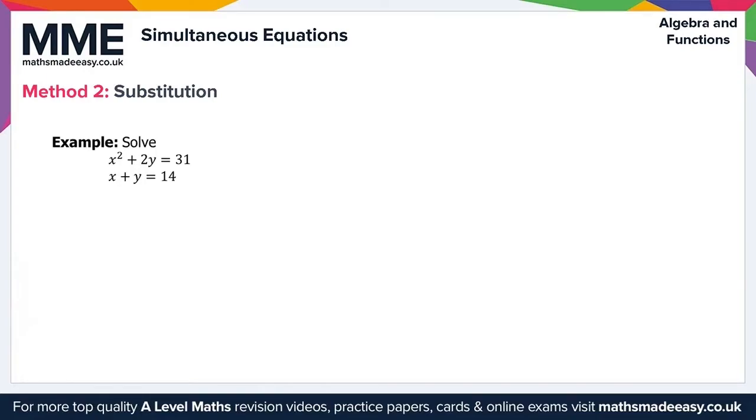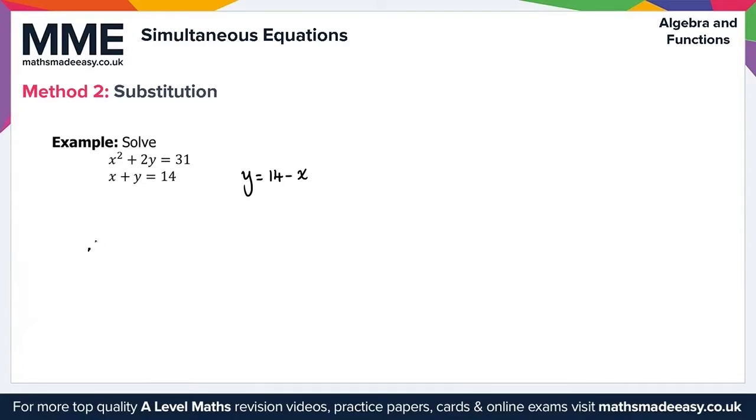And what we need to do here is rearrange our second equation for either x or y. And again, it doesn't matter which of these we rearrange for. However, we always want to make this as simple as possible. So in this case, I'm going to rearrange here for y. So y equals 14 minus x there. Okay, and all we're simply going to do then is substitute this into equation 1.